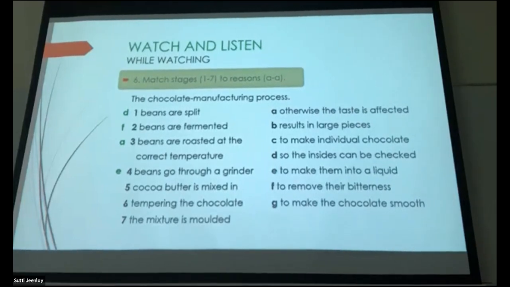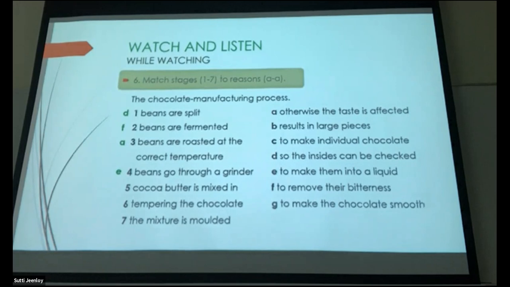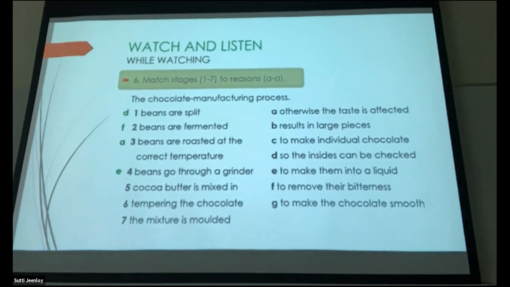Cocoa butter is mixed in to make the chocolate smooth. Right, to make the chocolate smooth, right? Smooth.